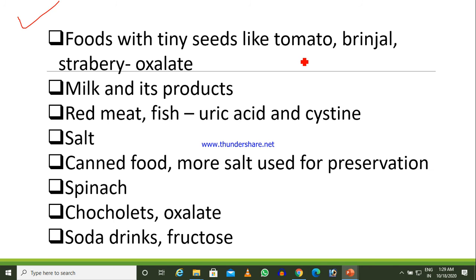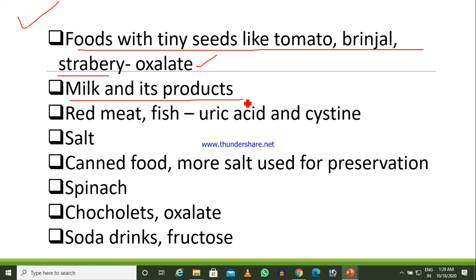The age when you are crossing 30, the fruits with tiny seeds like tomato, brinjal, strawberry you should avoid, because these seeds contain a lot of oxalate, and as we already saw, calcium oxalate is basically the renal stone. So you should stop that. If you want to take them, remove the seed.